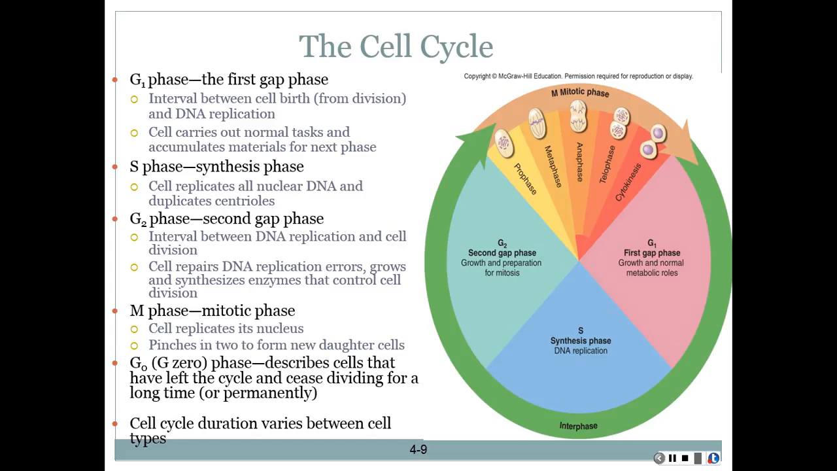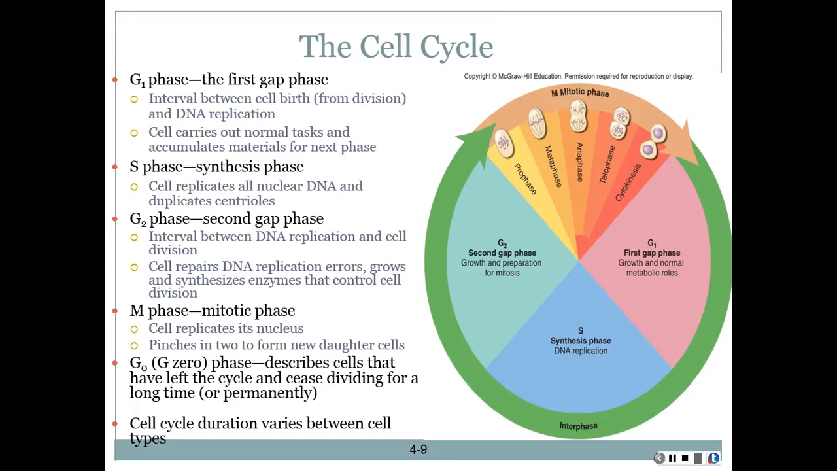S, which is the synthesis phase, is the period during which the cell makes duplicate copies of its centrioles and its entire nuclear DNA. G2, which is our second gap phase, is a relatively brief interval during which the cell finishes replicating its centrioles and synthesizes enzymes that control cell division. It also checks replication for errors.